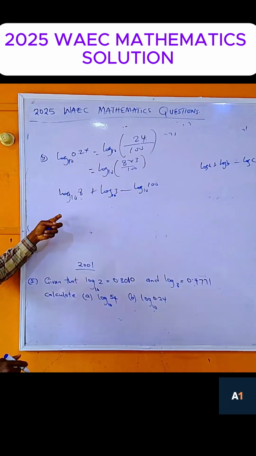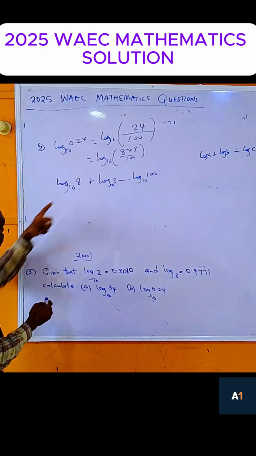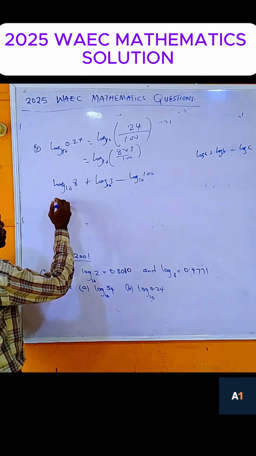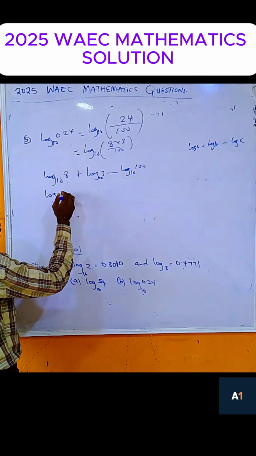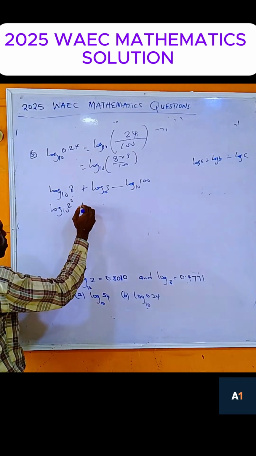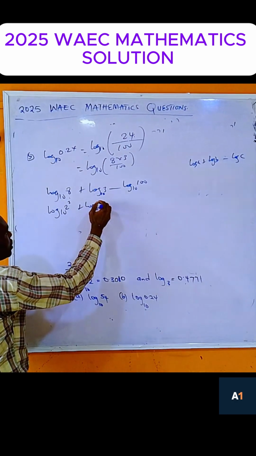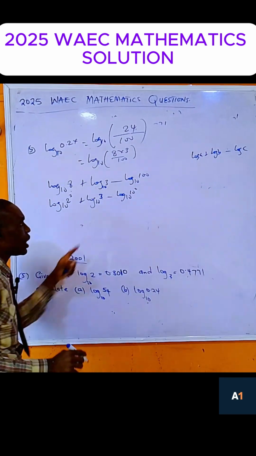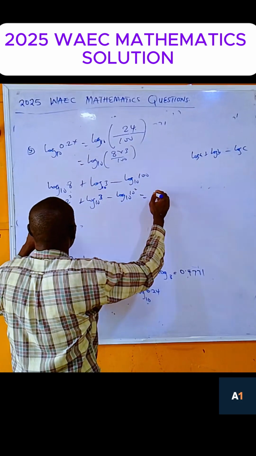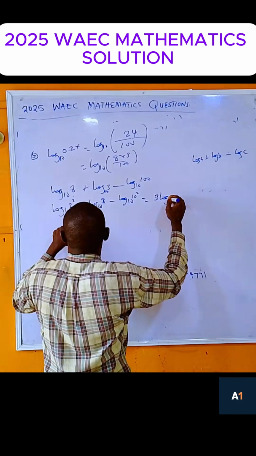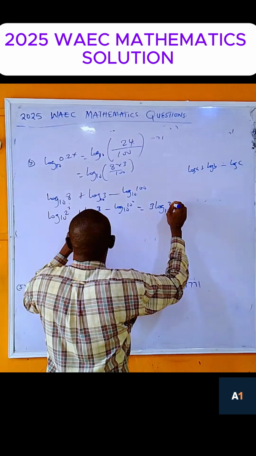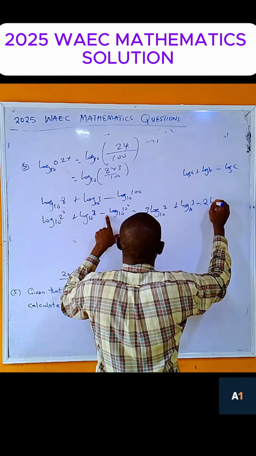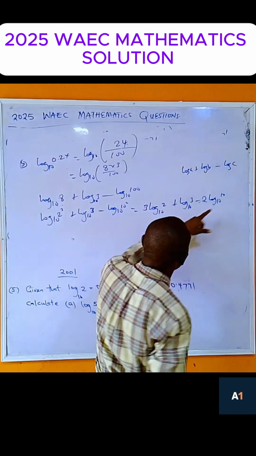So now the next thing we are going to do here is this. Now, since there is no log 8 here, we only have log 3 and there is no log 100. So what we do is this. We just say log, which is 2 raised to power 3, then plus log 3 base 10, then minus log 10 raised to power 2. So 10 raised to power 2 is 100. So it can also be written as 3 log 2 base 10, then plus log 3 base 10, then minus 2 log 10 base 10.